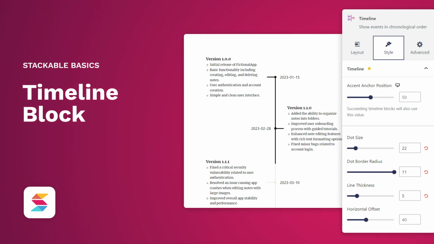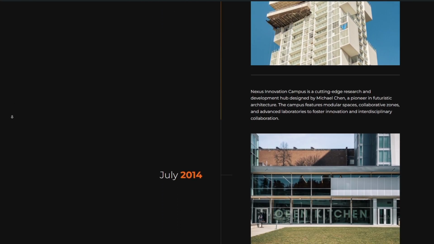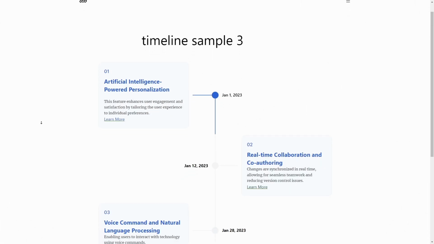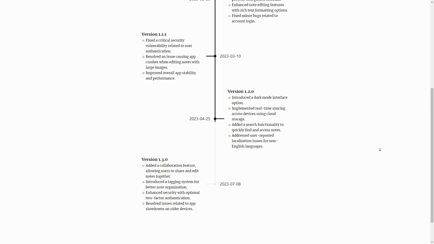In this video, you'll learn all about how to use Stackable's timeline block to display chronological information in a visually compelling timeline format. Timelines can be used in your website to present any type of sequential content, such as historical events, company milestones, product roadmaps, or step-by-step processes in a visual manner.